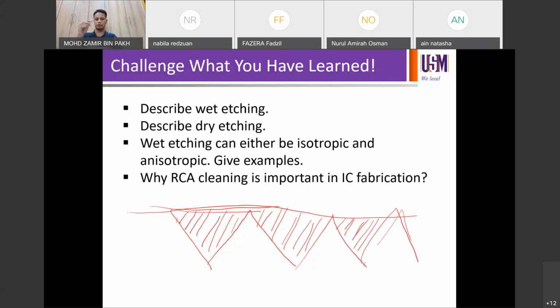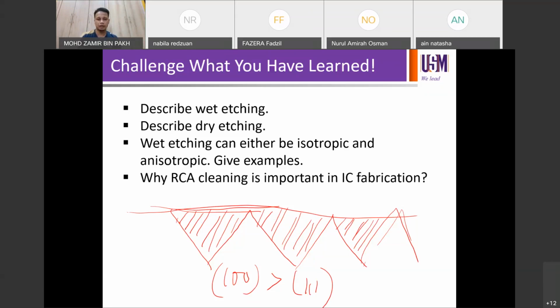But for anisotropic, you're going to get pyramid features, either upright or inverted, depending on the chemicals. Because for this particular pyramid etching, the 100 plane is etched a lot faster than the 111 plane. So that leaves your pyramid face as 111. Because the etching rate is not the same. So that's why we call it anisotropic.